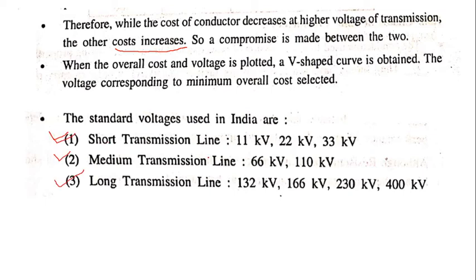So what are the voltage levels for a short transmission line? That is 11 kV, 22 kV and 33 kV. For a medium transmission line, we have 66 kV to 110 kV. And for a long transmission line, we have voltage levels of 132 kV, 166 kV, 230 kV and 400 kV. These are the voltage levels of short, medium and long transmission lines.